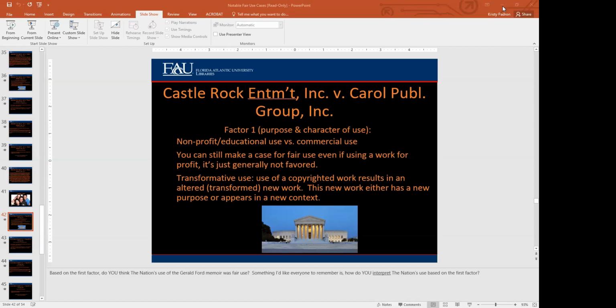All right, so for factor two, was it a factual work or a fictitious work? Oh man, Tom said that his entire building lost power. So if we could just go through this next case as another application of fair use and a legal case, we'll just wrap it up after this.